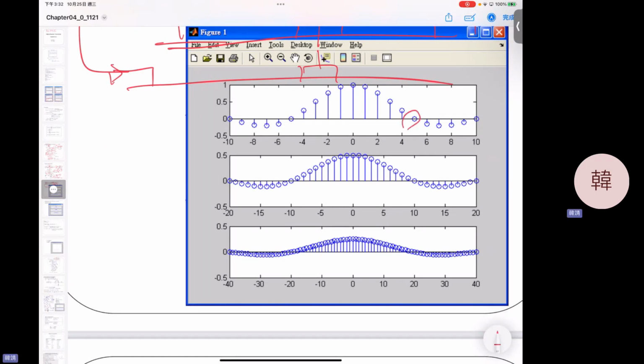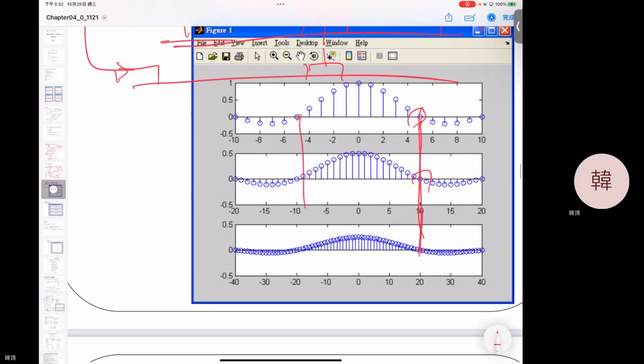Can I control it? Okay. The same close layer, but with different density. When T is larger, it becomes denser. When T is smaller, it becomes sparse. So it depends on your repeat signal, when it happens.